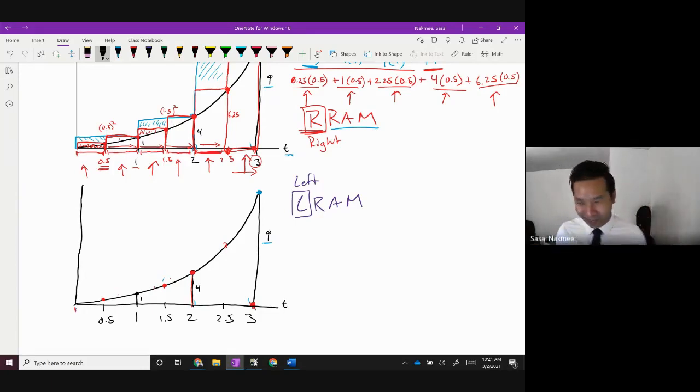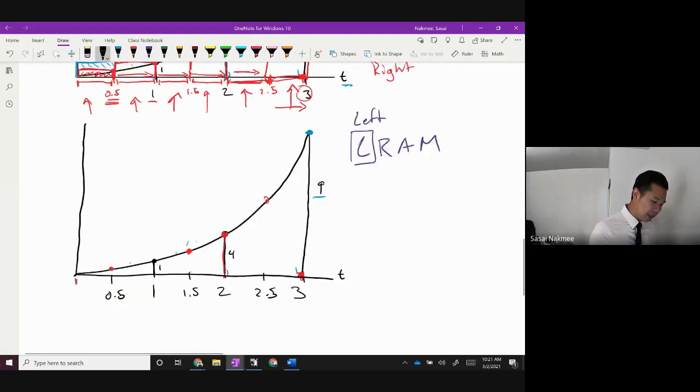and David, yes, you are beating me to it. There is one called MRAM, and it's exactly what you think. It'd be the middle, but we don't say middle rectangular approximation. We call it the midpoint because we use the middle point. But yeah, let's focus on this one right here. Let's go ahead and look at this LRAM right here.